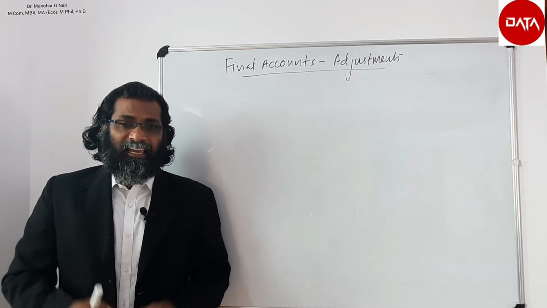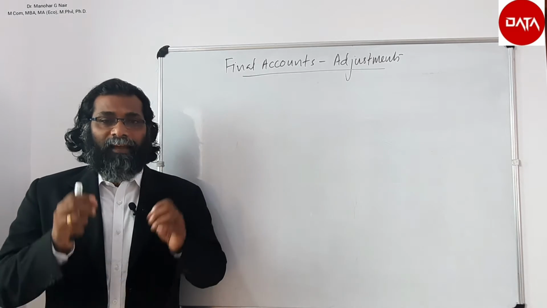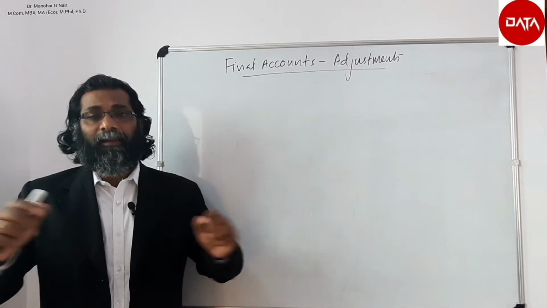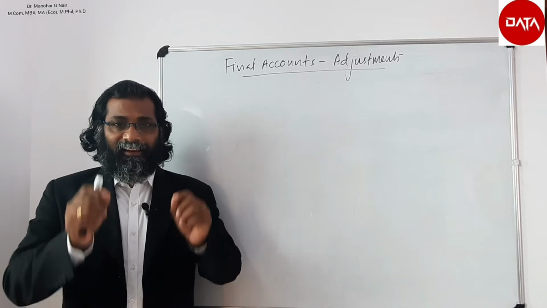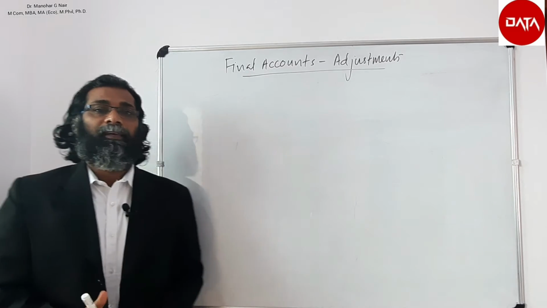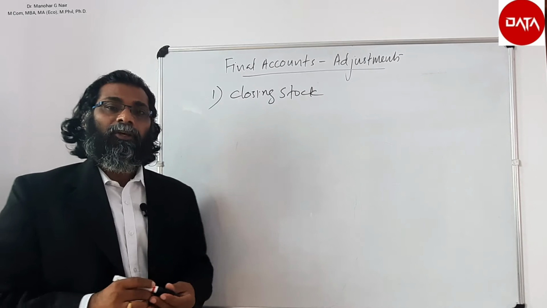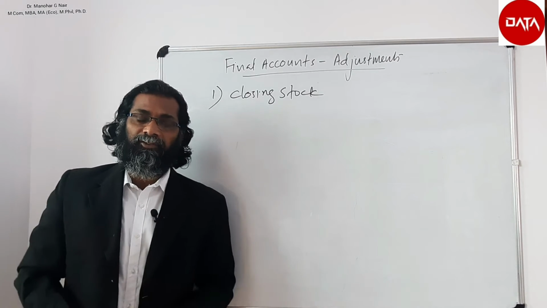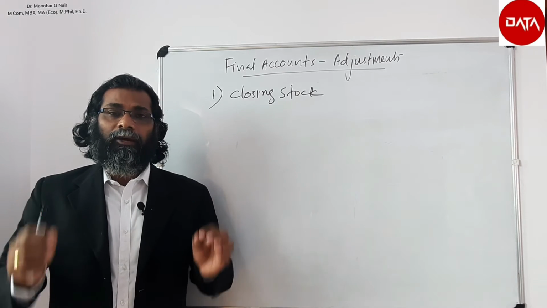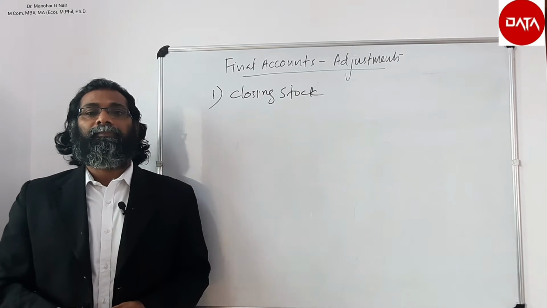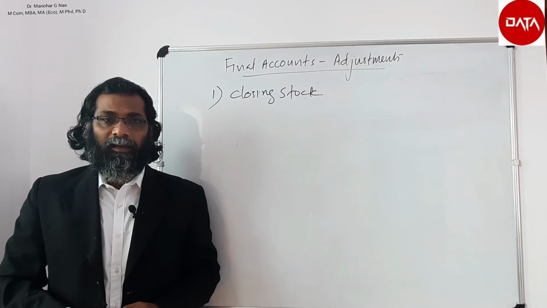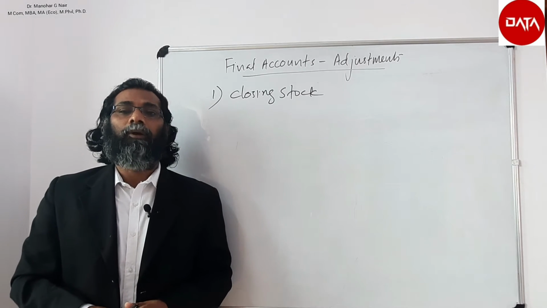So let us discuss each one of the items that would appear outside the trial balance, that is, after the preparation of the trial balance, and how we can deal with it in the trading or in the profit and loss account, but definitely in the balance sheet. The first adjustment is closing stock. What is closing stock? Goods which are unsold at the end of the accounting period are said to be closing stock.